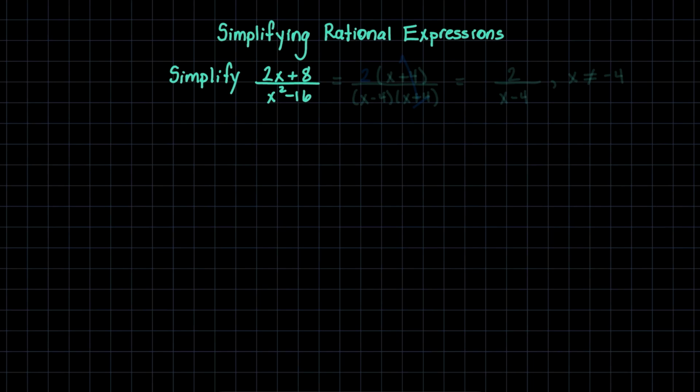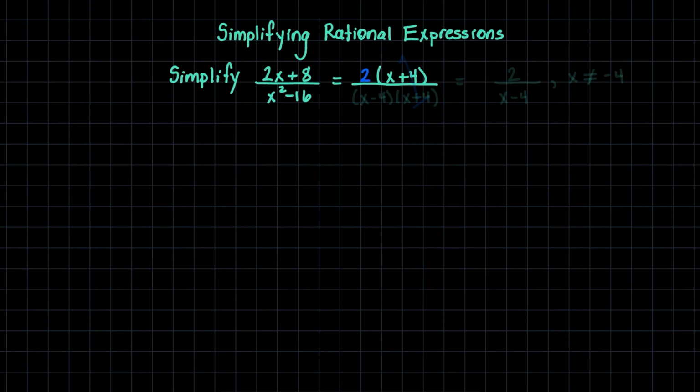Okay, let's simplify 2x plus 8 over x squared minus 16. All right, let's focus on the numerator. The numerator has a greatest common factor of 2. I can factor a 2 out. 2x divided by 2 is x. 8 divided by 2 is 4. So after factoring out 2, we're left with x plus 4.